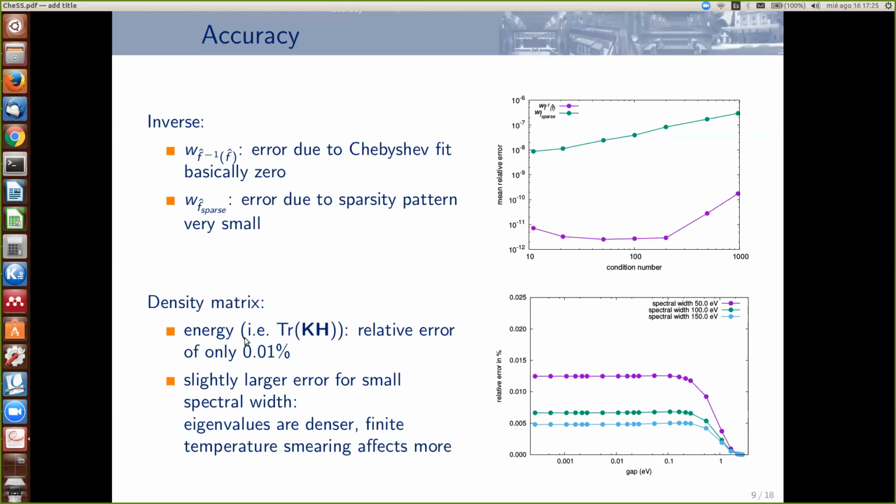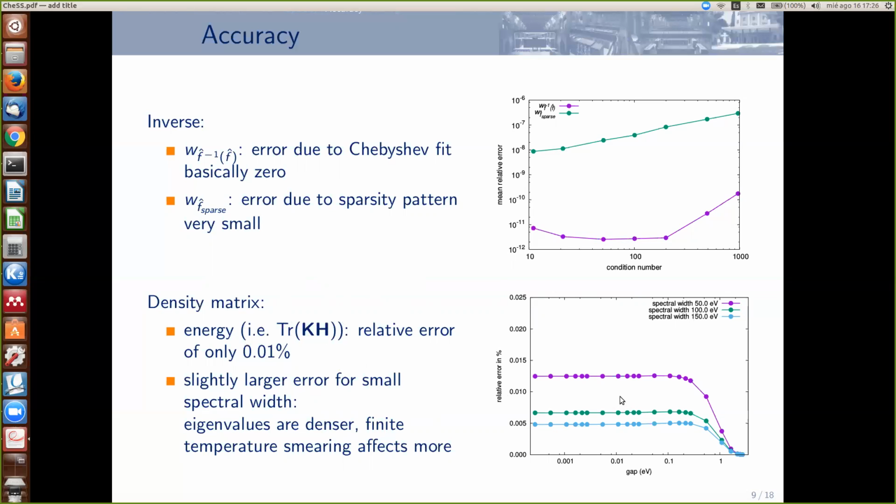And the other important matrix function for DFT is the density matrix. Here, to benchmark the accuracy, we were just looking at the energy. So this is the trace of the density matrix and the Hamiltonian matrix. And we see that we get a relative error of 0.01% compared to a correct result that we would get from diagonalization. So this is in practice also negligible.